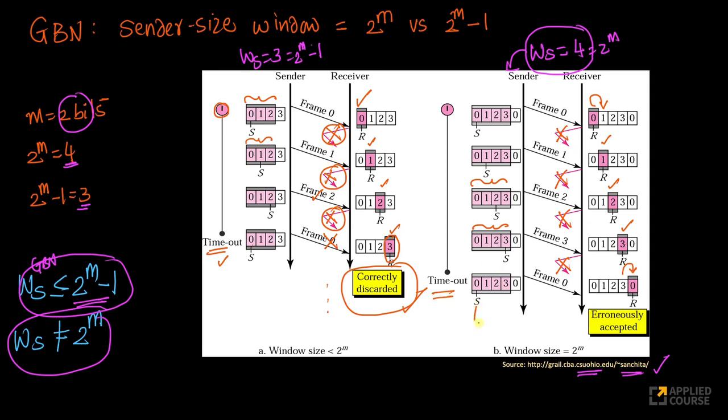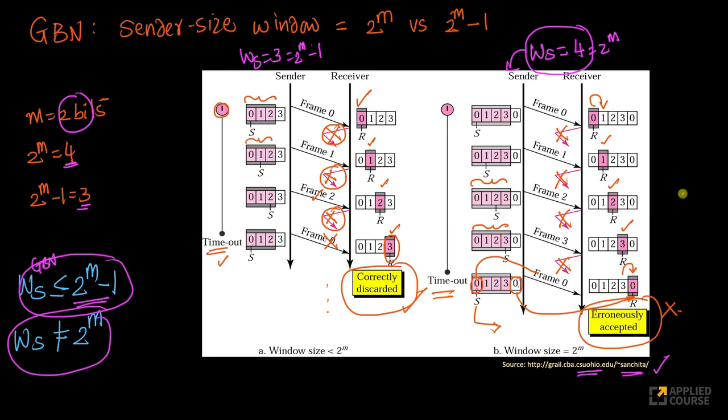It will start sending this frame 0. Remember, the receiver was expecting this frame 0. But now my sender will send this frame 0, because it has timed out and is resending it. But what is my receiver expecting? My receiver was expecting this frame 0. So the receiver will accept it because the sequence number matches. But it is erroneously accepting it. It should not have accepted it.